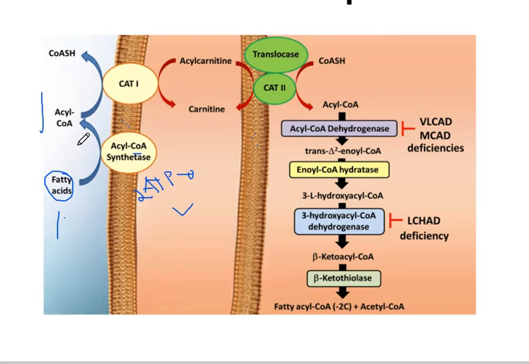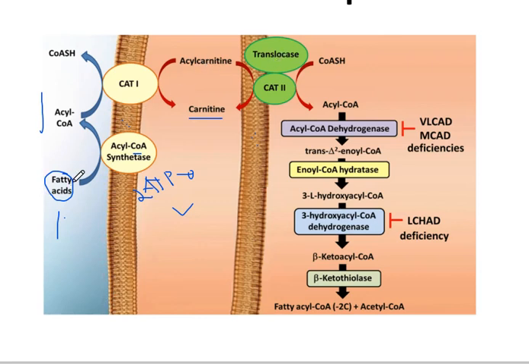The next thing is there is a transporter for the fatty acyl CoA called carnitine. So the carnitine is the transporter for the fatty acyl CoA that is in the cytoplasm. Then in the intermembrane space, there is a protein called translocase that opens a channel in the inner mitochondrial membrane for the acyl carnitine to move in.